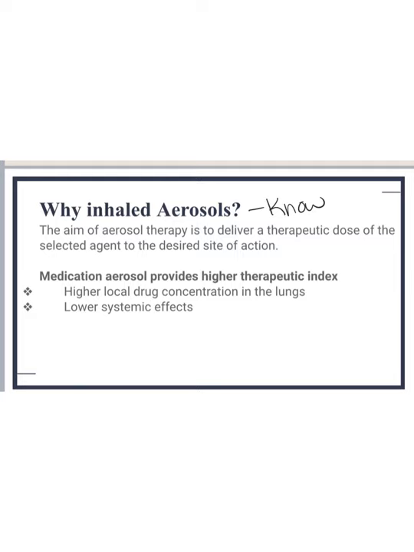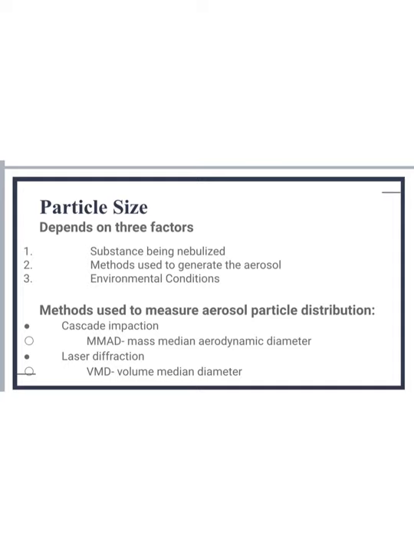So we have a higher therapeutic index because that drug can be more concentrated and it's being delivered directly to the lungs, which causes lower systemic side effects. So know that it provides a higher local drug concentration in the lungs.